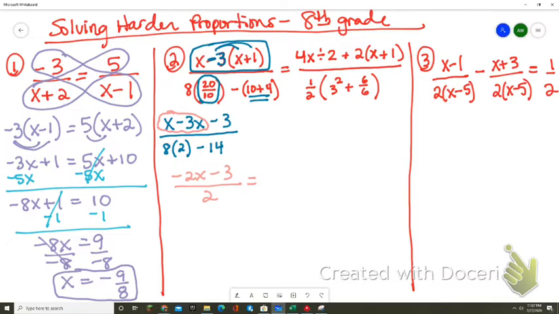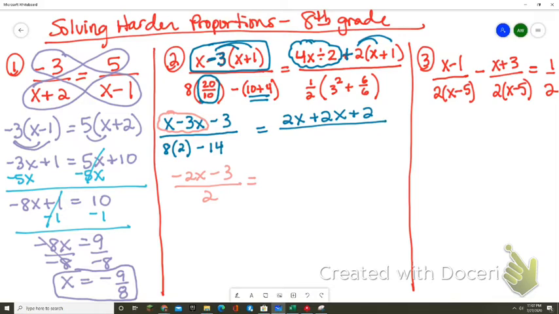So now let's go back up here and work on the right side. On the right side, we can do this division first. 4x divided by 2. You can divide those, but you can only divide the numbers. So 4 divided by 2 is 2, and then the x just comes along with the answer. So 4x divided by 2 is 2x. Then we're going to distribute this +2. So 2 times x is 2x, and 2 times 1 is 2.